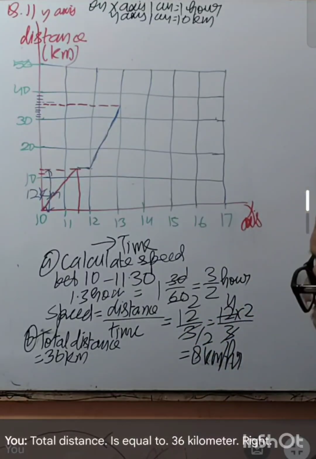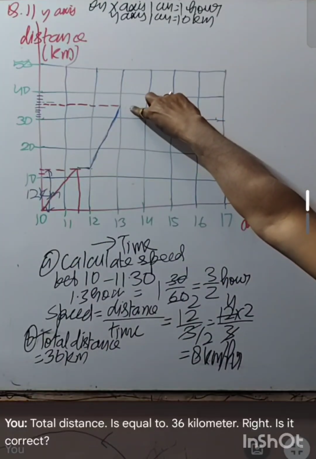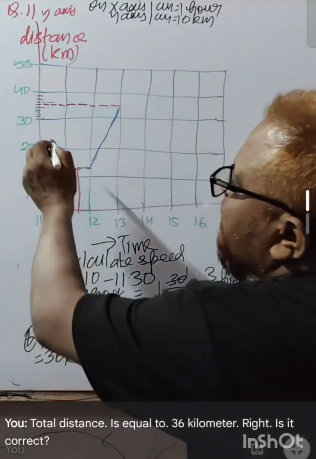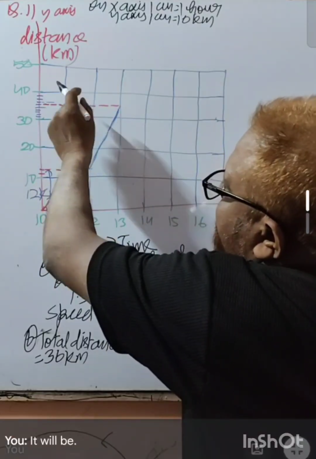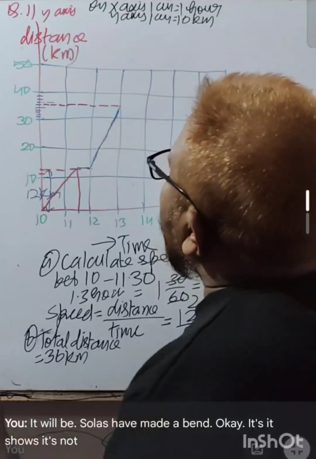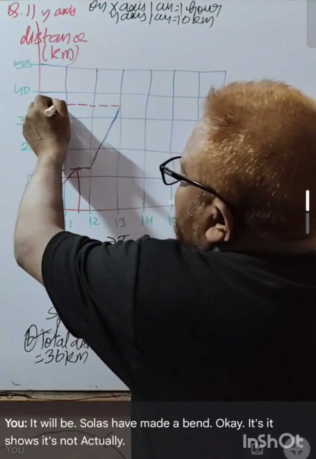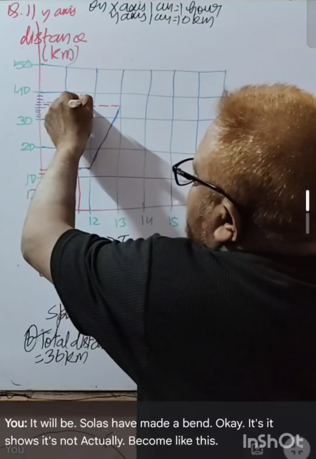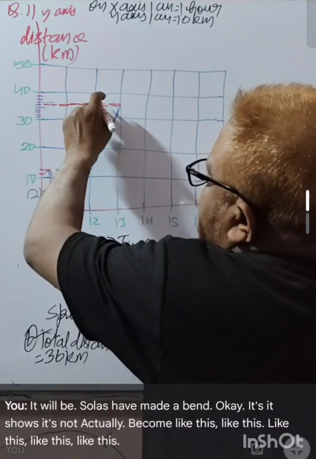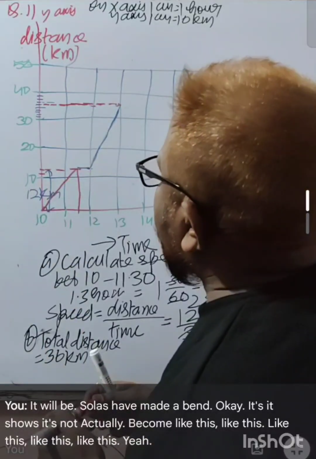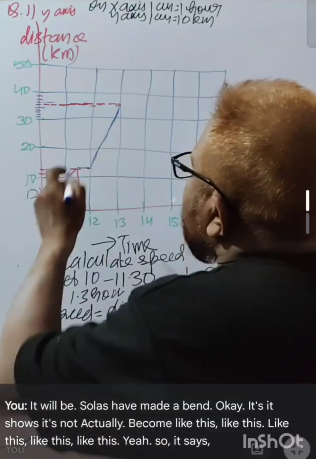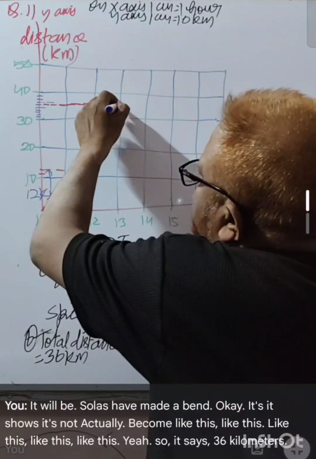Shreya, is it correct? It shows it's not actually. It comes like this, like this. So this is 36 kilometers, right?